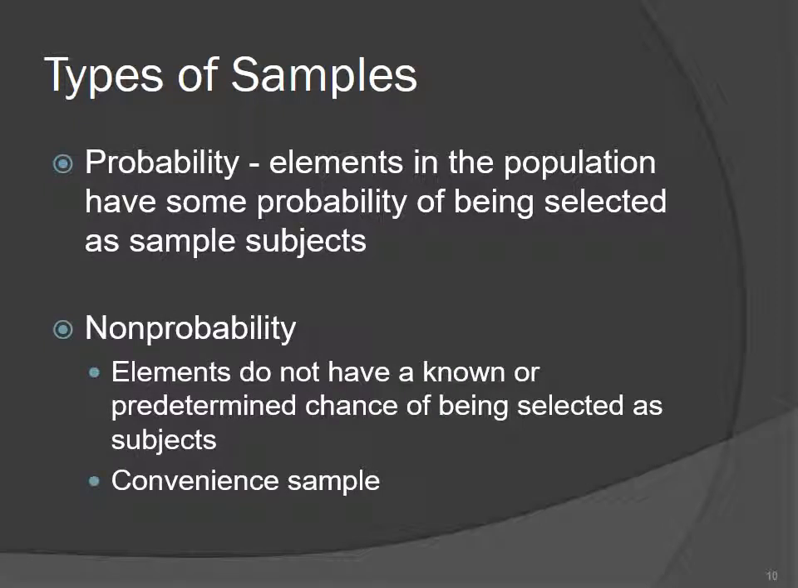Non-probability, you may ask for volunteers. You don't really know how many will respond or what types, so it's not a probabilistic sample. A convenience sample is a non-probability sample. Convenience samples are those that you gather because they happen to be there. A group meets in a building, you ask them to take your survey because they're there. They're convenient.